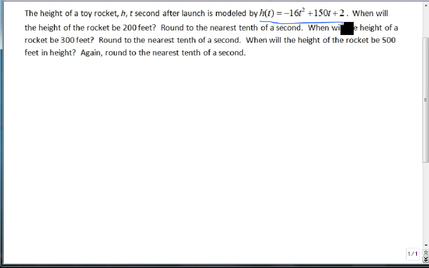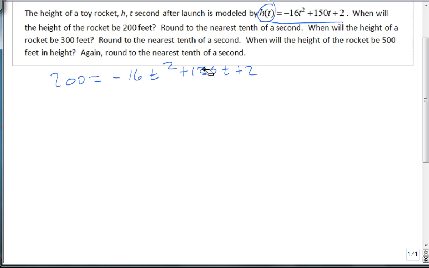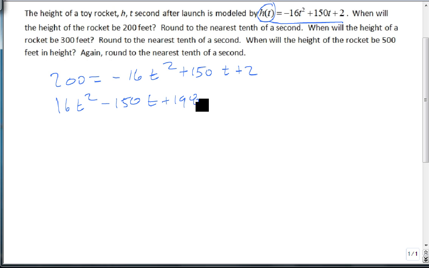When will the height of the rocket be 200 feet? So when will our height be 200? Well, we let 200 equal minus 16t squared plus 150t plus 2. Now, what we want to do here is get everything on one side or the other, and I like having a positive t squared, so I'm going to move everything over to the left. So I'm going to add 16t squared, subtract 150t, and subtract 2.